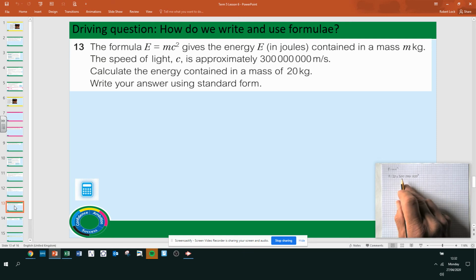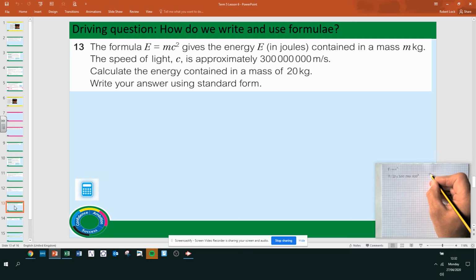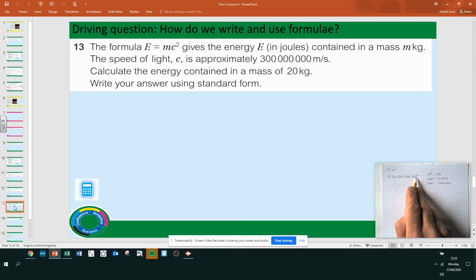When we're squaring things, they get bigger. For example, 10 squared equals 100. It's double the number of zeros. And 100 squared is 10,000. 1,000 squared is 1,000,000. So what we've done here is double the number of zeros. Here we have to double the number of zeros as well.